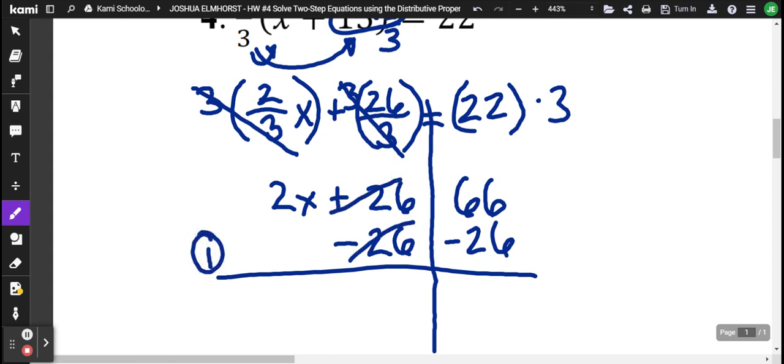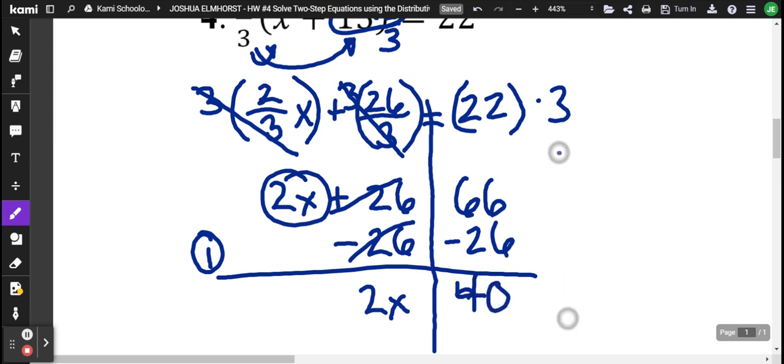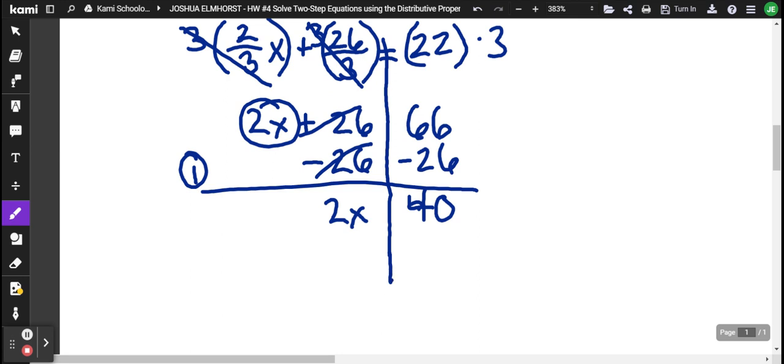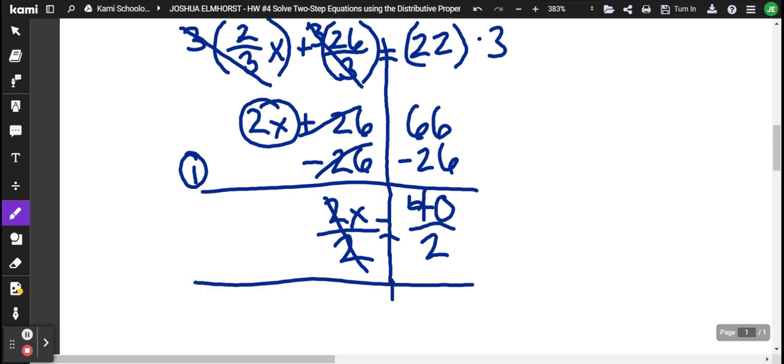So now it's going to cancel. We're left with 2x on the left side, and 66 minus 26 will leave us with 40. Then we divide both sides by 2. So now we have x is equal to 40 divided by 2, which is 20.